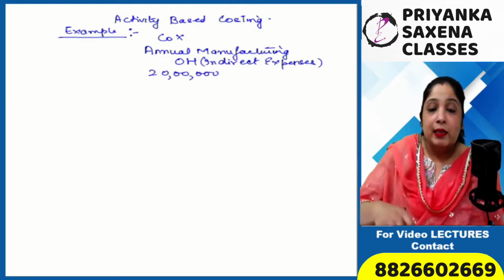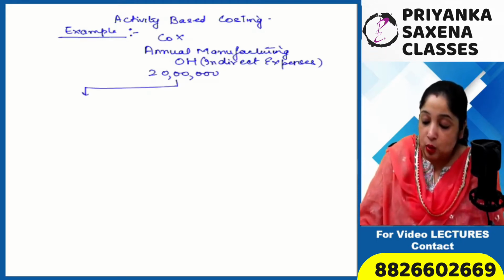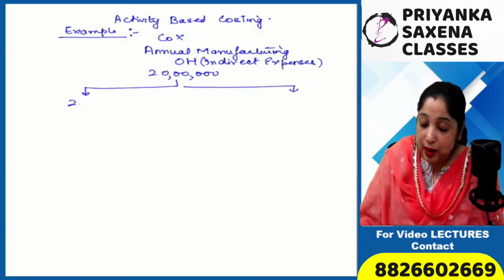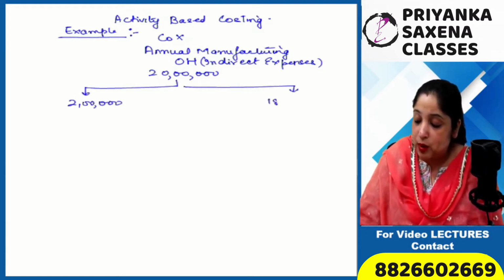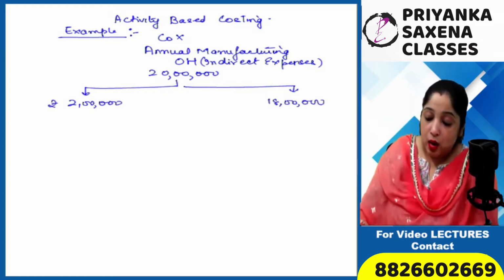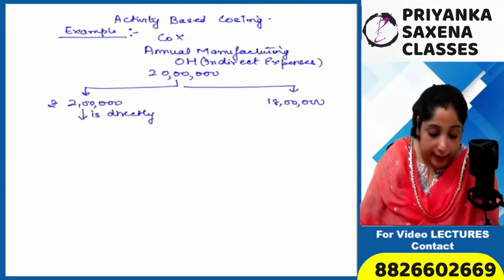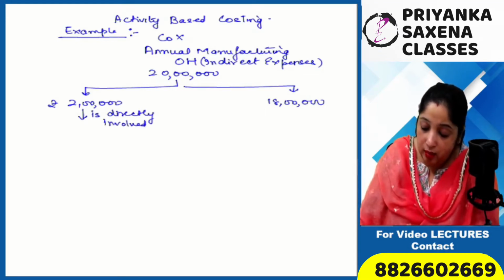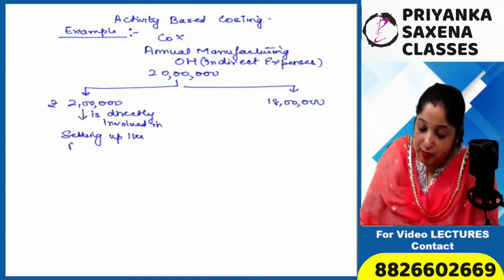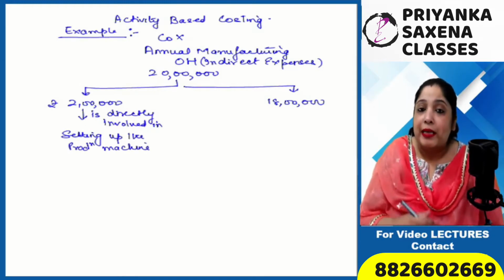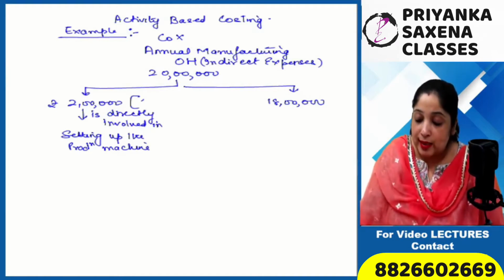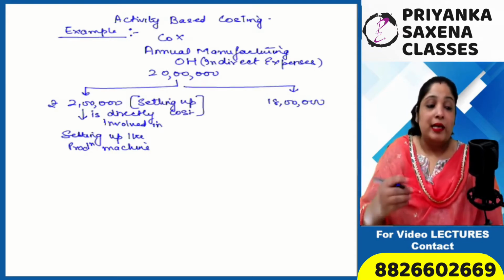Now this 20 lakh is divided in 2 parts: 2 lakh rupees of expense and 18 lakh rupees of expense. This 2 lakh rupees of cost is directly attributable or directly involved in setting up the production machine. Do you understand what setting up cost implies? This 2 lakh cost is basically setting up cost. This expense is incurred on setting up of the machines.